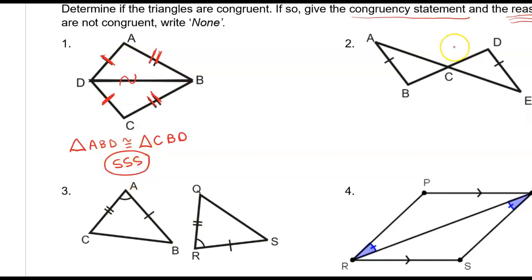Number 2, they only gave me 1 pair of congruent segments, but I could get a pair of congruent angles because right here I have vertical angles congruent. But that's only 2 things. I need 3 congruences before I can say the triangles are congruent. So I'm going to have to write the word none.